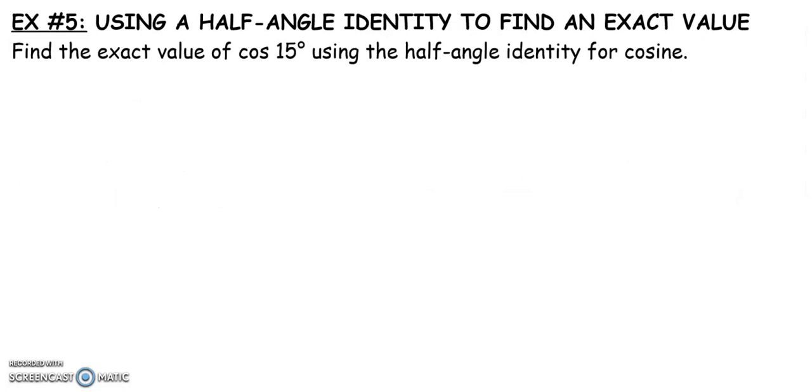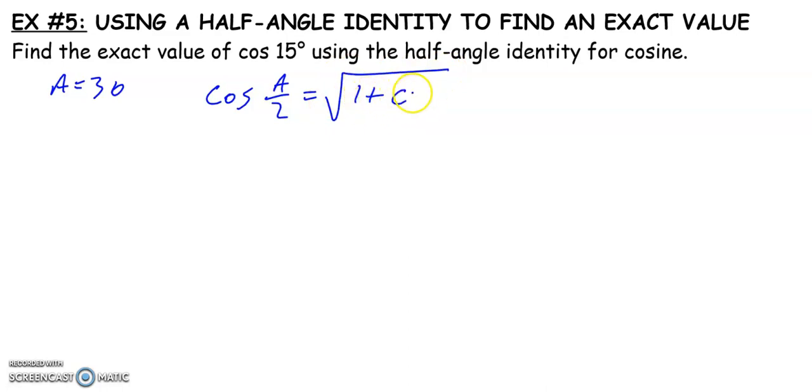So if we're going to use a half angle identity to find an exact value, let's find the exact value of cosine 15. Well, 15 degrees is not on my unit circle, so finding that exact value is going to be very difficult. If I want to use a half angle identity, I need to figure out what to make half of 15. What if we make a 30? Then I can use the half angle formula for cosine: cosine of a over 2 equals the square root of (1 plus the cosine of a) all over 2.